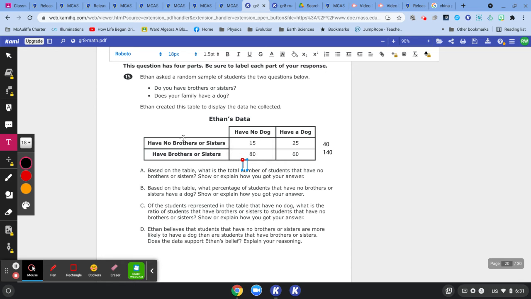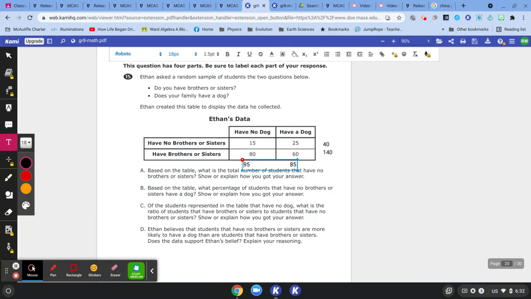Now we're going to do one more here, and we can add up the number of people who have no dog. So this column is all people who have no dog. So it'll be useful to add that up. 15 plus 80, 15 who have no brothers or sisters, and 80 more who do have brothers and sisters. 15 plus 80 is 95. And we'll go ahead and add up the other set as well. This is just all the people who have a dog. 25 plus 60. 25 of them have no brothers and sisters, and 60 have brothers and sisters. So that becomes 85 people with a dog.